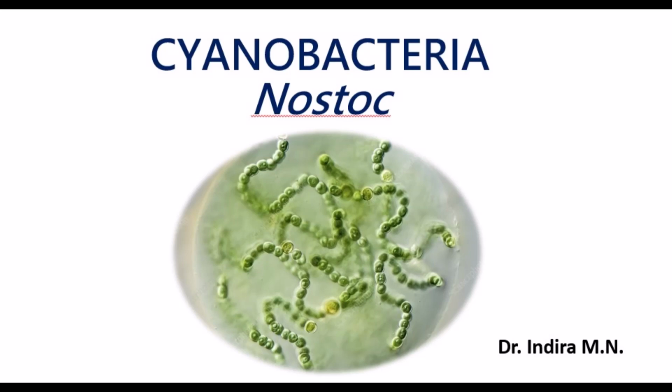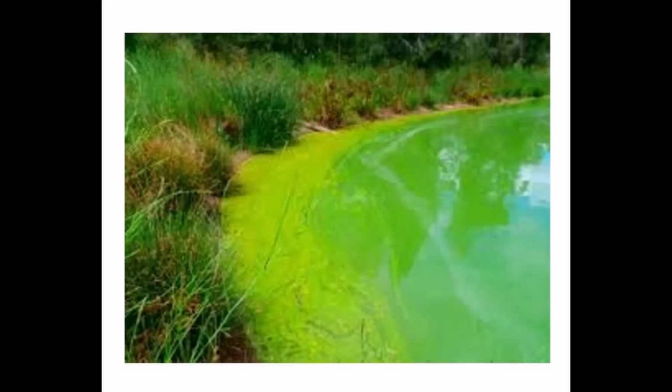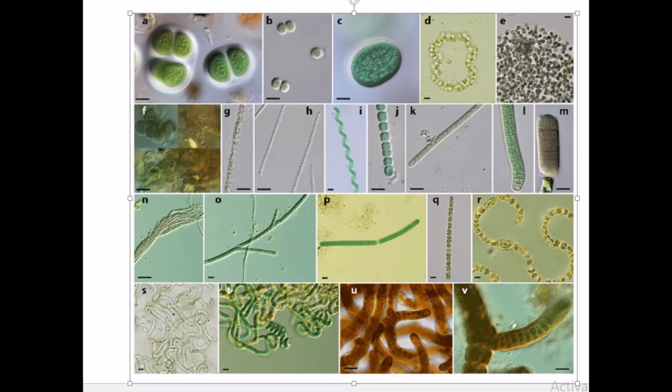Hello, in this lecture, we shall discuss the structure and reproduction of Nostoc. The blue-green algae, also known as cyanobacteria, represent a group of prokaryotes. Cyanobacteria can grow in diverse habitats. There are over 150 genera and 1,500 species of freshwater, marine, and terrestrial blue-green algae.